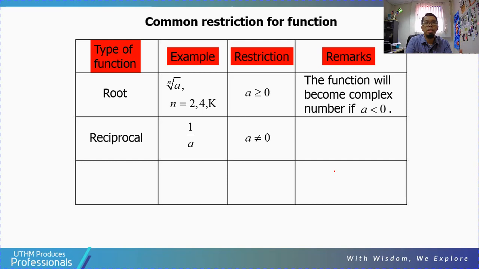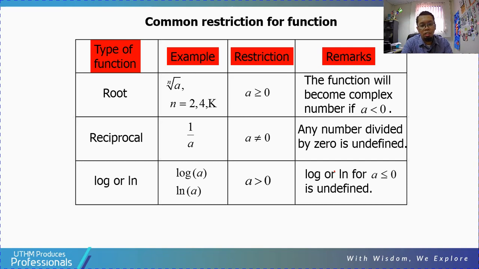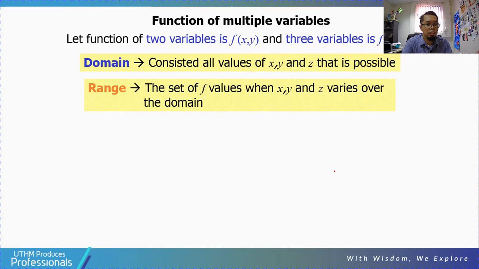Domain is the possible input value, value yang you boleh enter dalam function, that makes the function defined. So untuk dapatkan the domain, we need to look at the restriction. Okay, what is the value that can make the function undefined? So that value is not in the domain. Okay, so for log or ln, the a must be larger than 0. Okay, if it is less than 0, a negative value, then the function is undefined. Okay, for multiple variables sama je, sama.